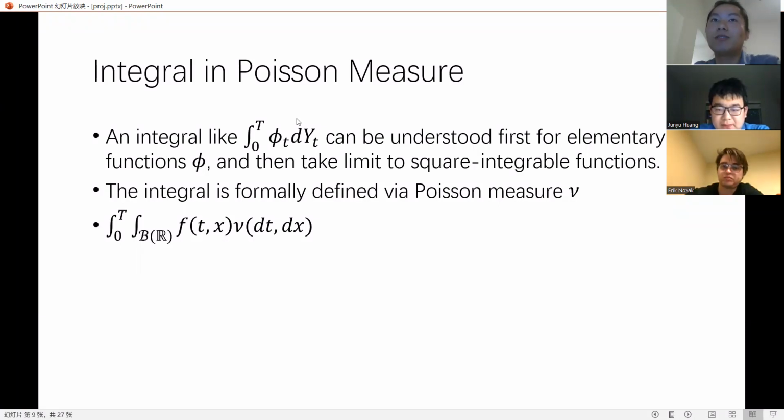We can define an integral of this form, of phi over a random process Y_t. This can be understood in a similar way: first define it for elementary functions, and then take the limit to square integrable functions. But formally, such an integral should be defined by a Poisson random measure. That is, this is actually a double integral, first over time dt and second over the jump size dx. I will ignore this here for simplicity. You can look at a more formal definition in the appendix.